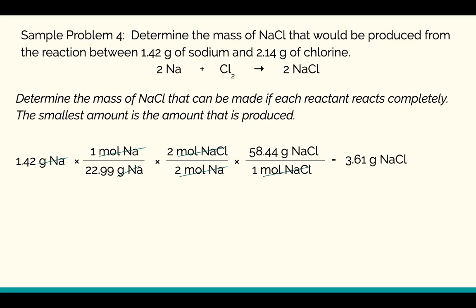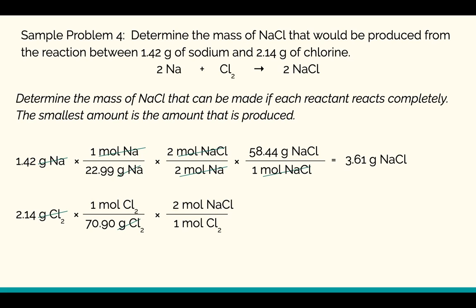Now we carry out the same type of calculation for chlorine. We've got 2.14 grams of chlorine. We're going to use the molar mass of chlorine to figure out the moles of chlorine, and then use the mole ratio to convert to moles of sodium chloride. In this case, it's 2-to-1. The last step is exactly the same. We're going to use the molar mass of sodium chloride to find the mass of sodium chloride that could be made. So if all of the chlorine reacts, we could make 3.53 grams of sodium chloride.